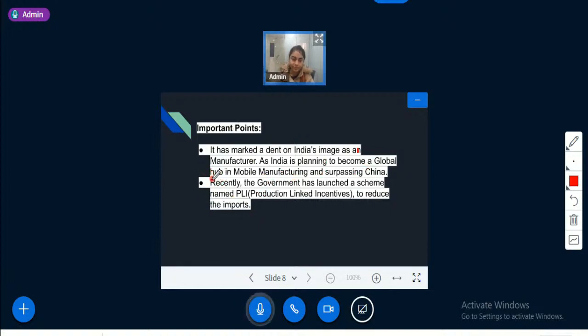And yes, if you are mentioning this particular issue, if you are mentioning anything regarding Make in India, you can also write this scheme, that is PLI, production linked incentives. Recently the Government of India has launched a scheme named PLI to reduce the imports. Basically we are trying to become Atmanirbhar. We will not import so many things from other countries, rather we will produce it in our own country. Clear?